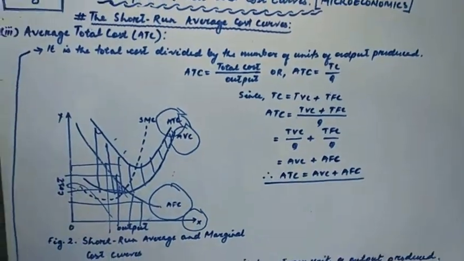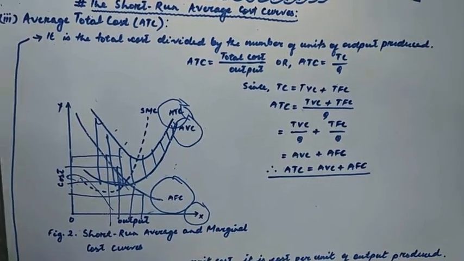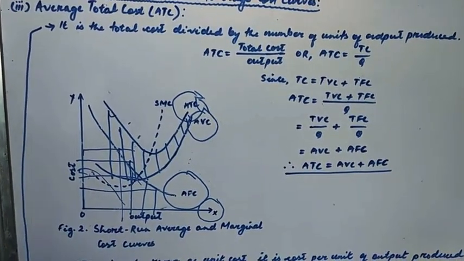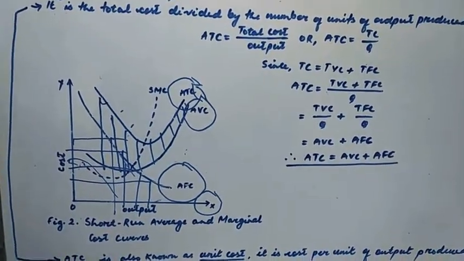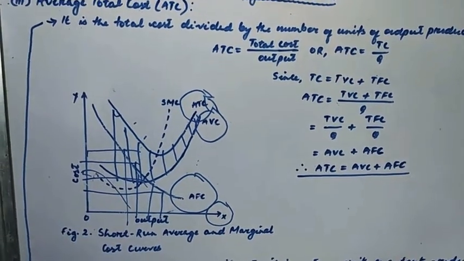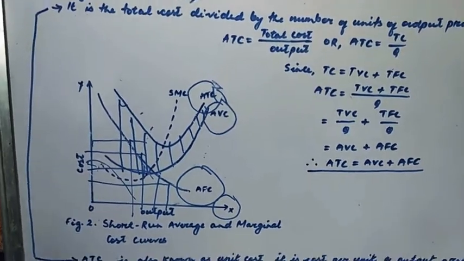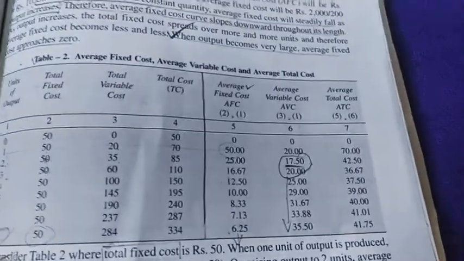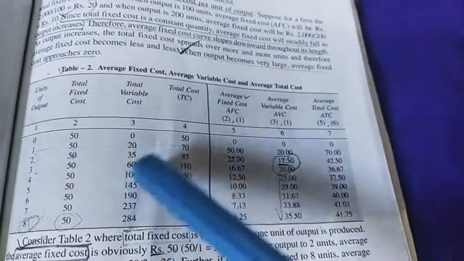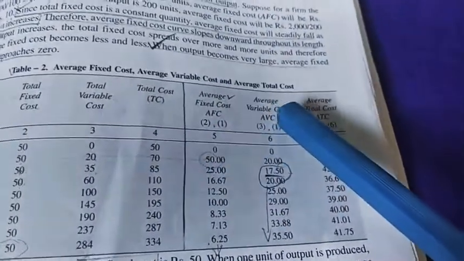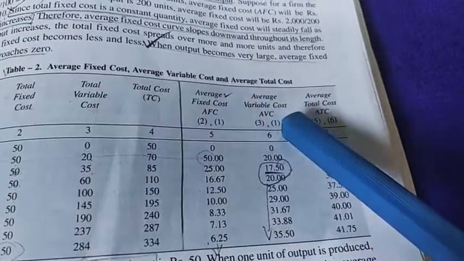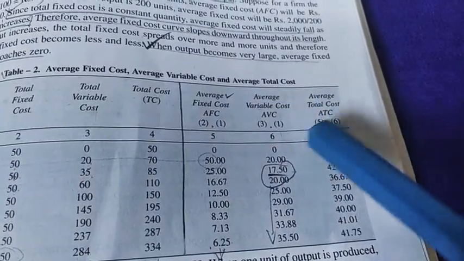So this average total cost can be obtained, since it is the sum of average variable cost and average fixed cost, by summing up the columns. So how do we sum up? By summing up these two columns, average fixed cost and average variable cost. By summing up columns 5 and 6, we can get average total cost.